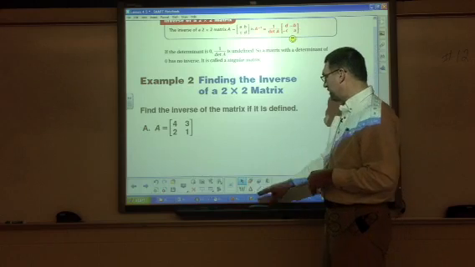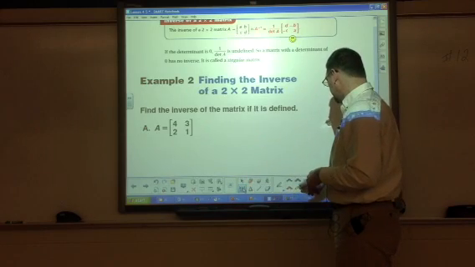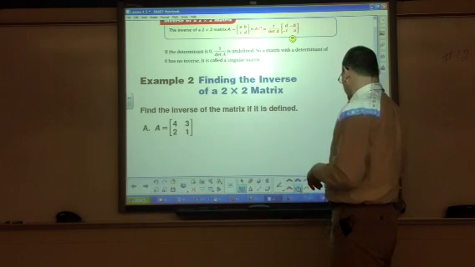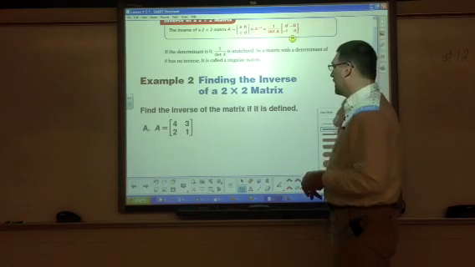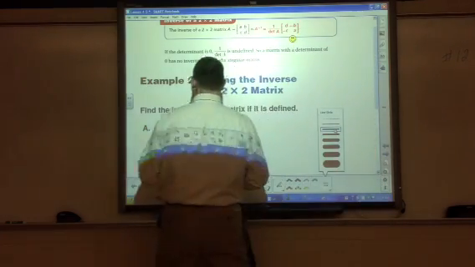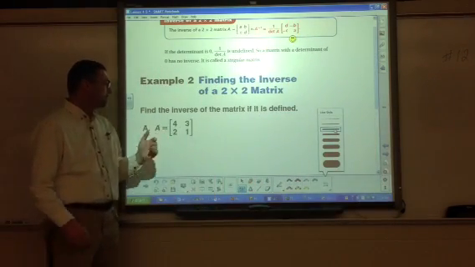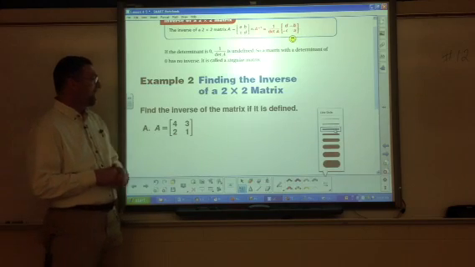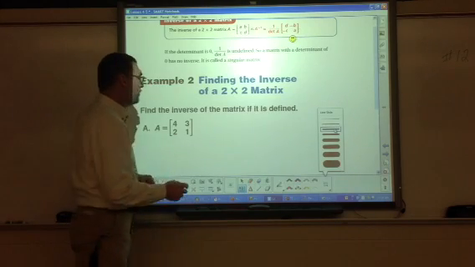So here we have matrix A, 4, 3, 2, 1, and we want to find the inverse for that matrix. So first of all, we need to find the determinant.